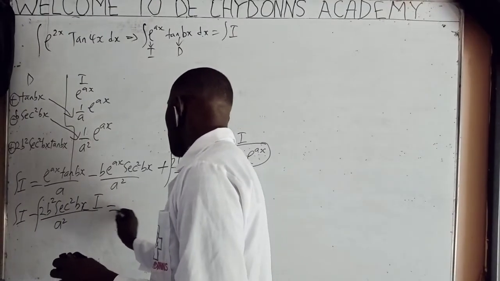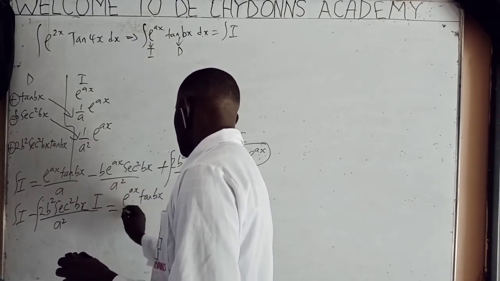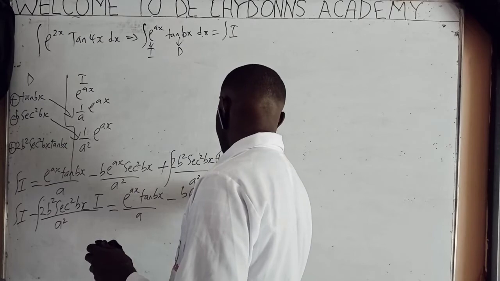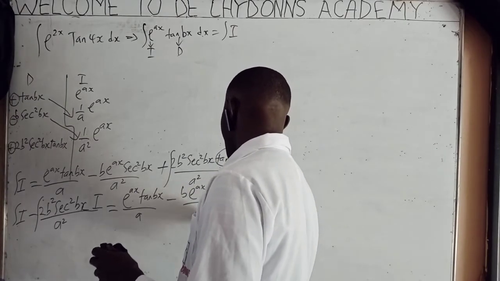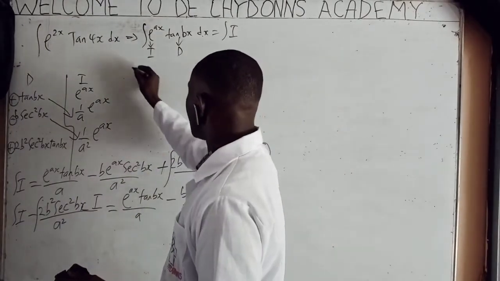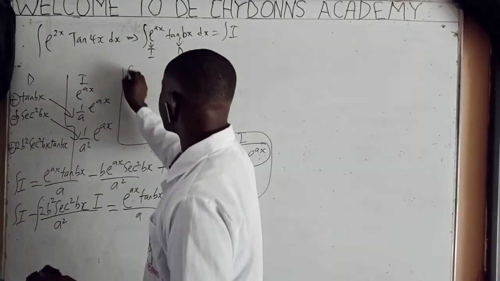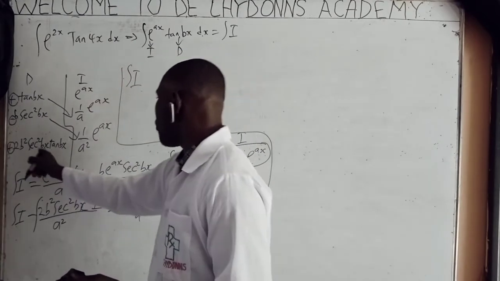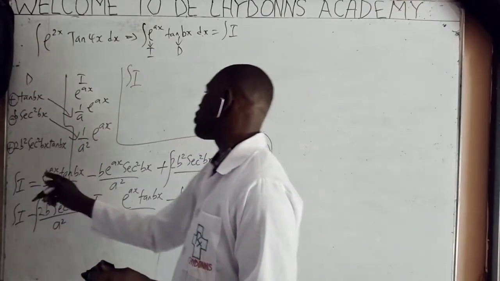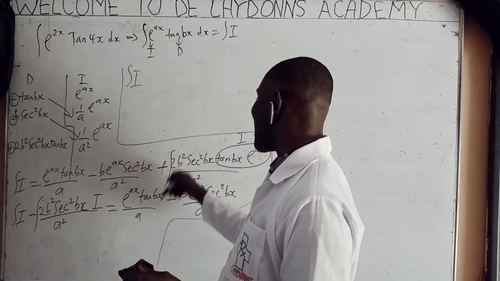Okay? Equals exponential ax tan bx all over a minus b exponential ax sec square bx all over a squared. Now when you factorize out, you'll be having integration I, which is what they have in common. Remember I said when you multiply these two, you put integration I, because the differentiation aspect did not give you 0 at a point. That is why you are putting integration I as a symbol.